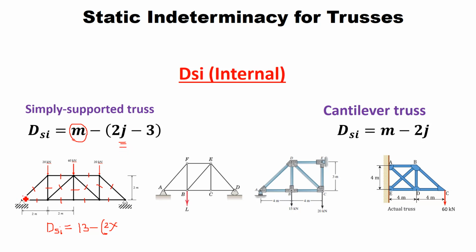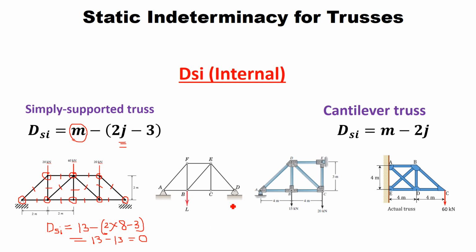If you count the number of joints, 1, 2, 3, 4, 5, 6, 7, 8. So 2 into 8 minus 3. So 13 minus 2 into 8, which is 16, minus 3, it is 13, so the result is equal to 0. So this truss is statically determinate internally.